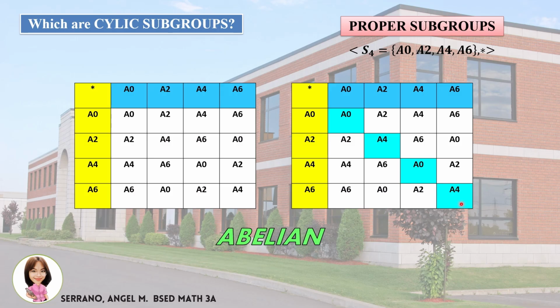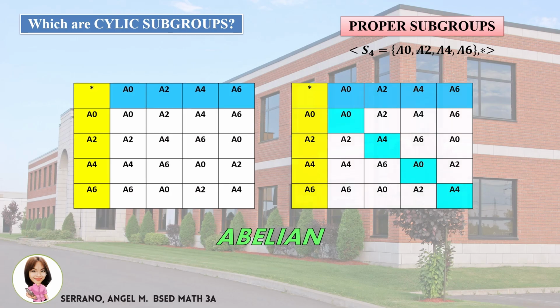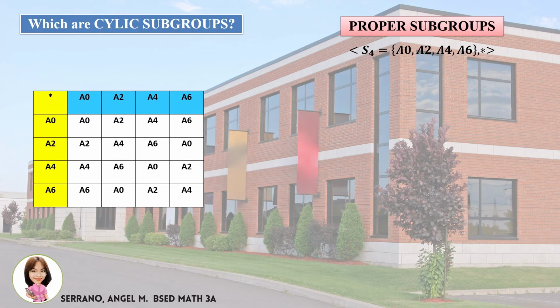Then next, let's determine if the group S sub 4 containing the elements A0, A2, A4, A6 under binary operation star has at least one generator. Starting with the element generated by A0: the element generated by A0 is just A0, and as we observe, it didn't generate the entire group of S sub 4. Therefore, it is not a generator of S sub 4.